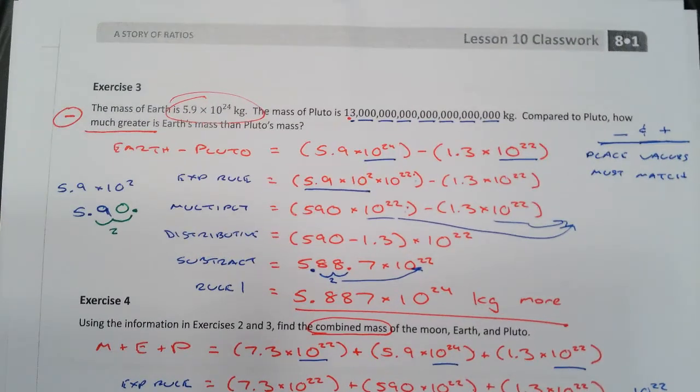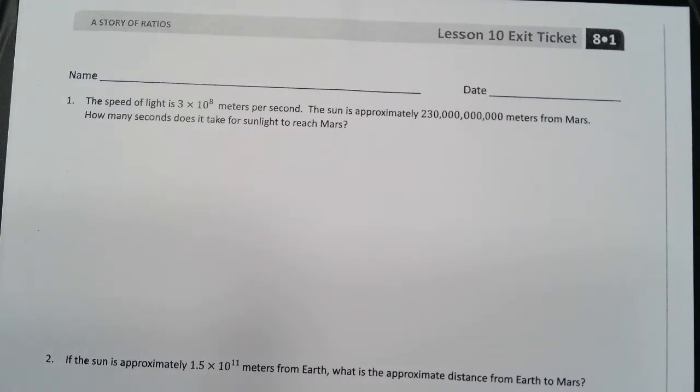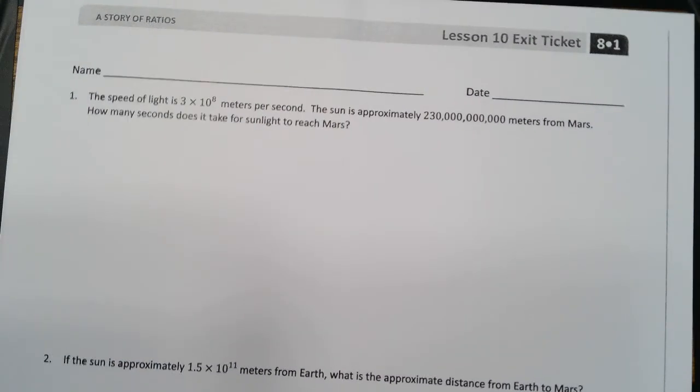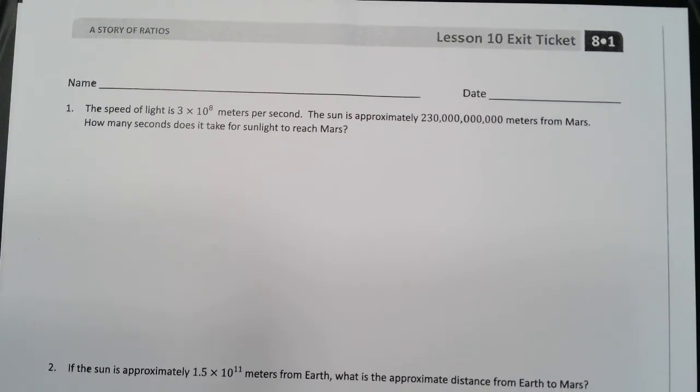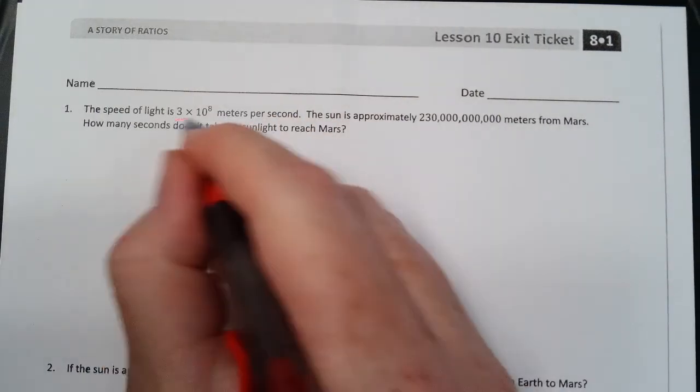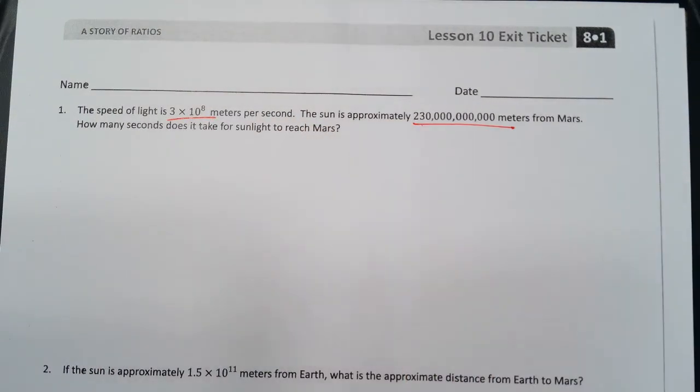Let's look at the exit ticket. The exit ticket, I'm going to start it out for you, and then I want you to try it on your own. Exit ticket for number 1 says the speed of light is 3 times 10 to the 8th meters per second. The Sun is that many meters from Mars. How many seconds does it take for sunlight to reach Mars?